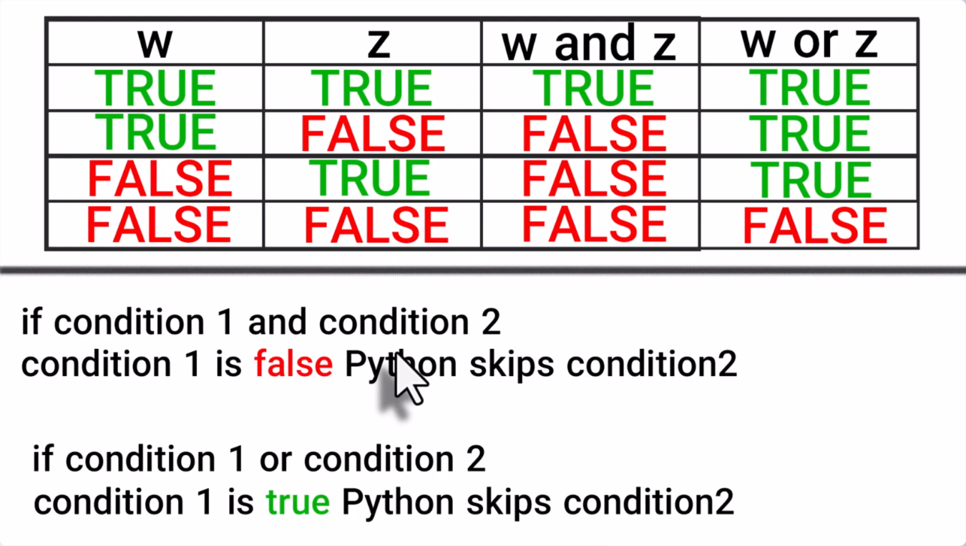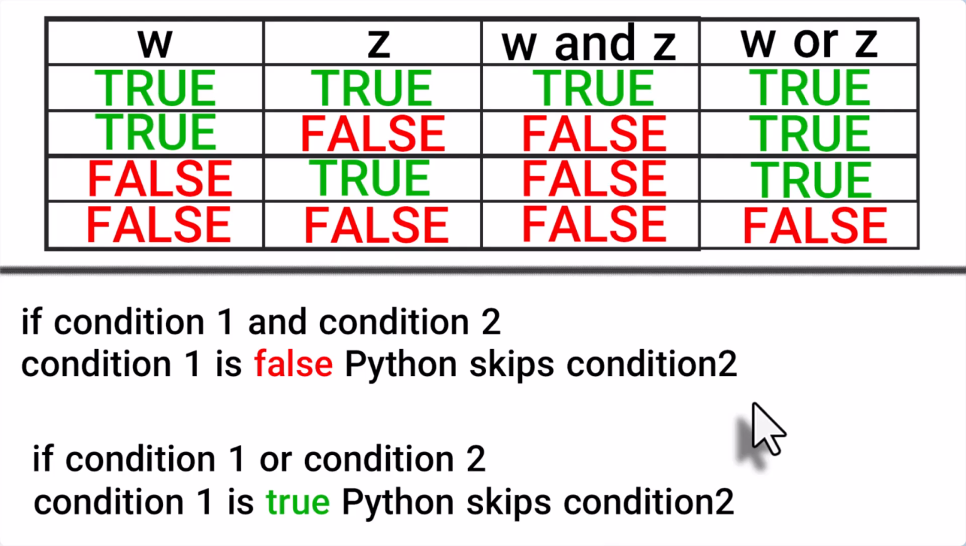Short circuit in OR. If condition 1 is true, Python skips condition 2 because the final result will be true, no matter what the second condition is. Why short circuiting matters?